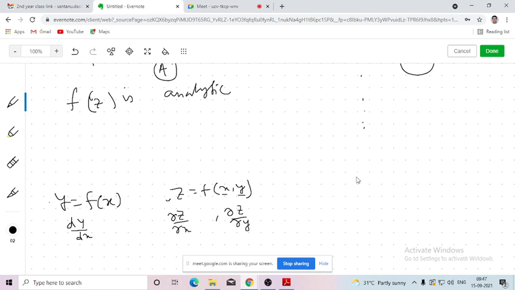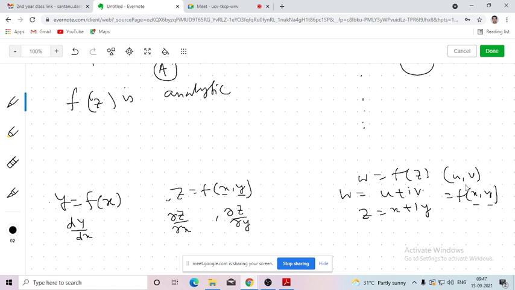While we are considering a function of a complex variable, let's say w equals f(z), then w being a complex number will be u plus iv, and z being a complex number will be x plus iy. So you can write u, v equals f of x, y. The number of independent variables is 2 and the number of dependent variables is also 2. So how many total partial derivatives will there be here?